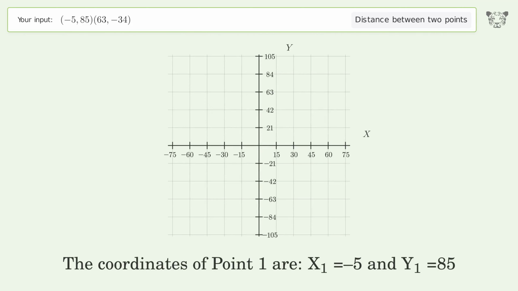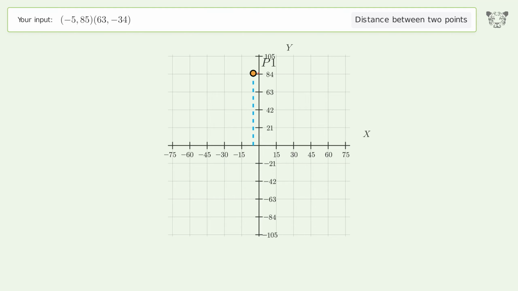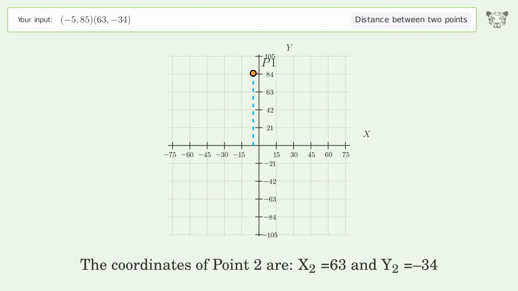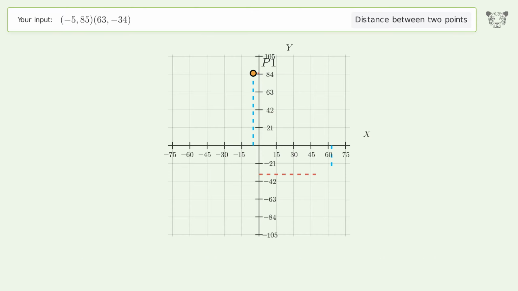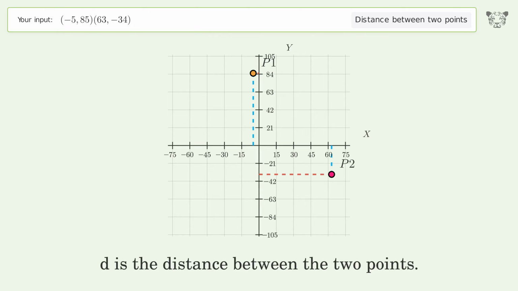The coordinates of point 1 are x1 equals -5 and y1 equals 85. The coordinates of point 2 are x2 equals 63 and y2 equals -34. D is the distance between the 2 points.